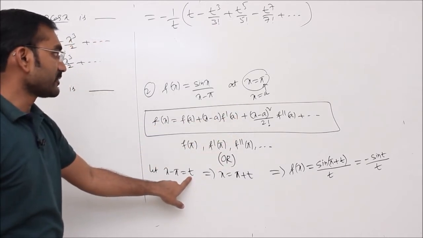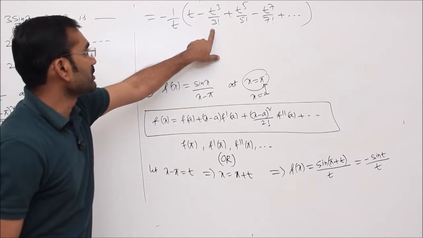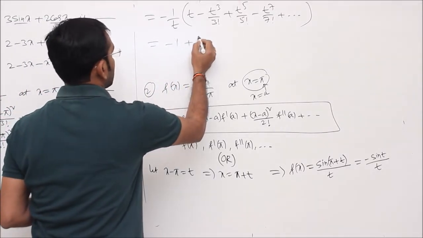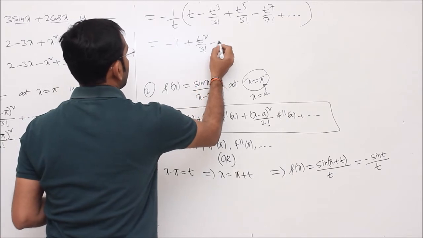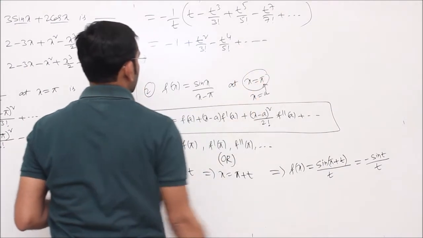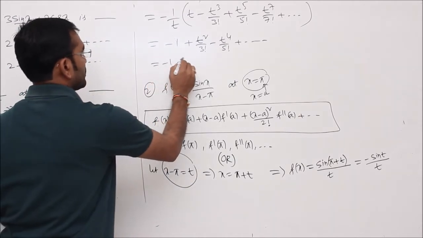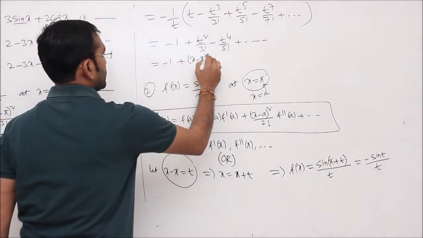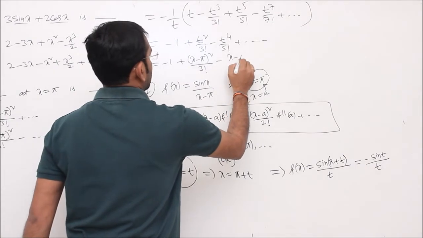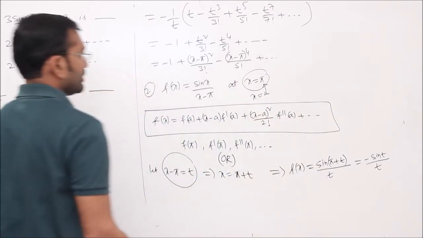So the Taylor series expansion of sin t in powers of t, or about t is equal to 0, is t minus t cube by 3 factorial and so on. Now simplify this one, we'll get minus 1 first term, second term plus t square by 3 factorial minus t power 4 by 5 factorial plus and so on. So again substitute the t value. What is t here? t is equal to x minus pi. So we'll get minus 1 plus (x minus pi) whole square by 3 factorial minus (x minus pi) whole power 4 by 5 factorial plus and so on. So that is the required series.